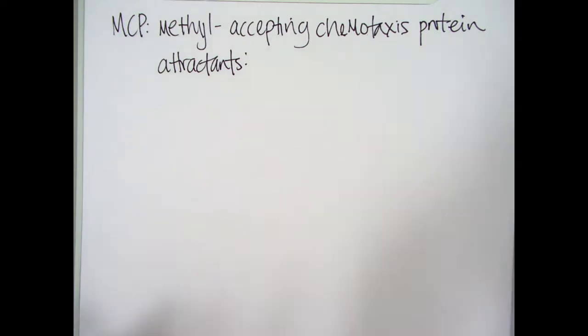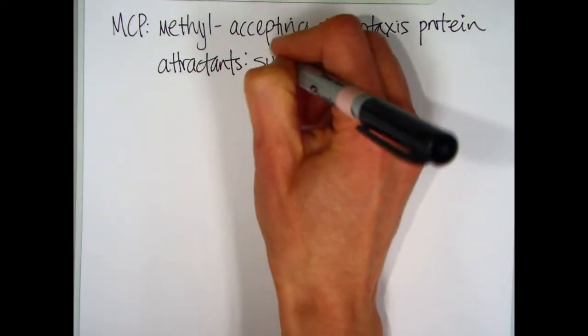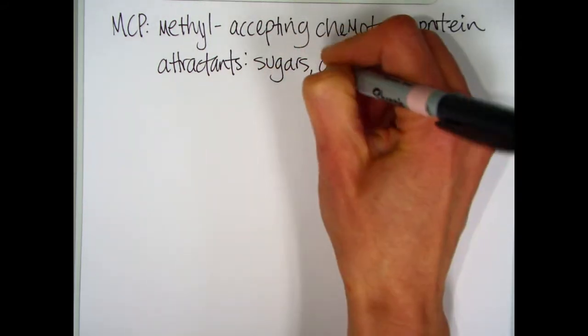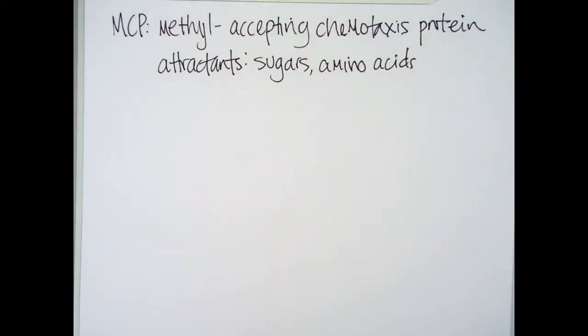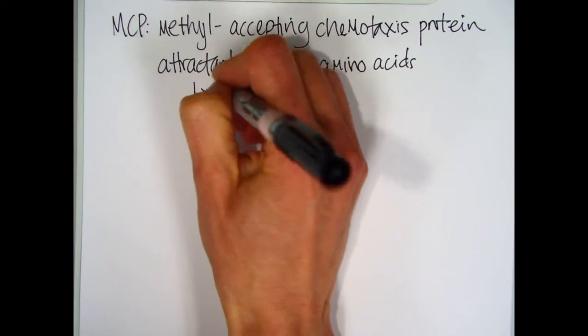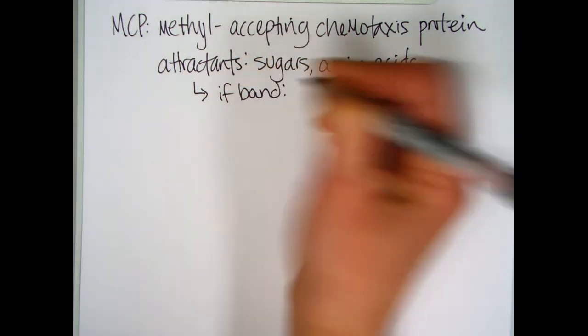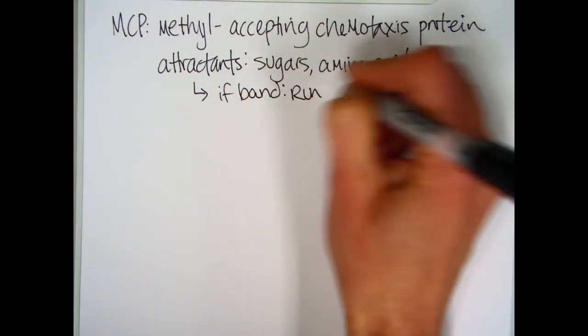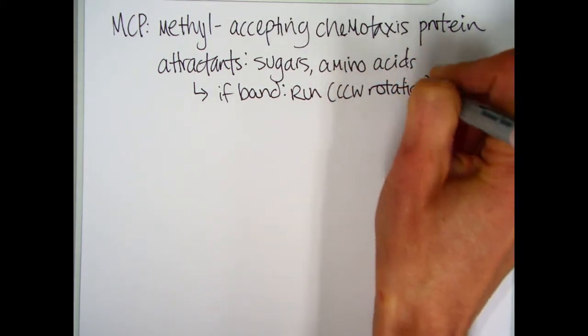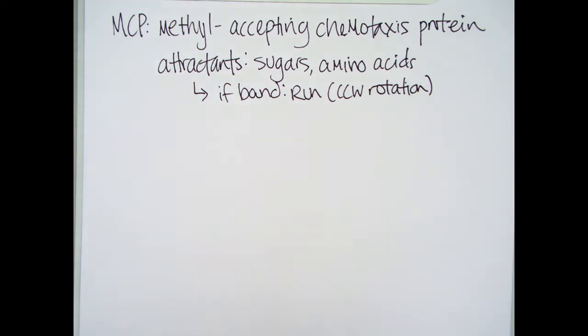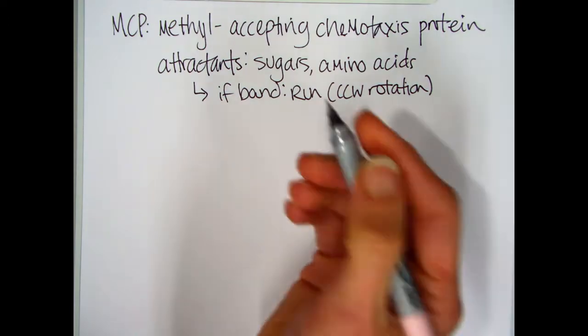So these are going to be things that the bacterium would like to move towards in order to consume, things like sugars and amino acids. Since these are delicious and nutritious things for the bacterium, if attractants are bound, then the cell will enter a run, which is a counterclockwise rotation of the flagellum, and essentially makes the cell go in a forward direction. This is the normal position for the flagellum.